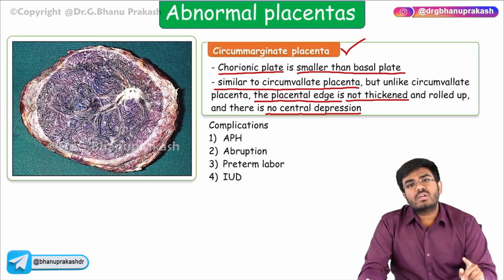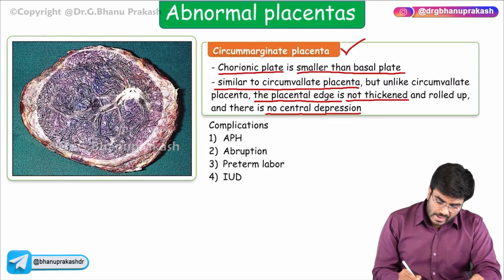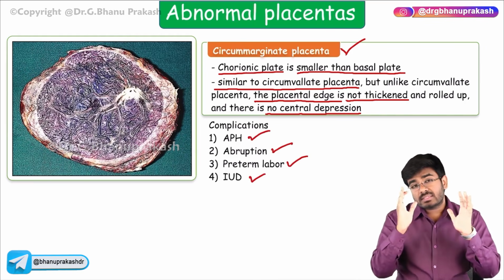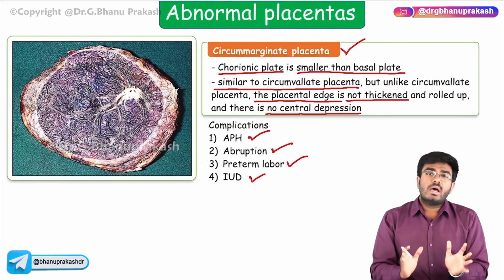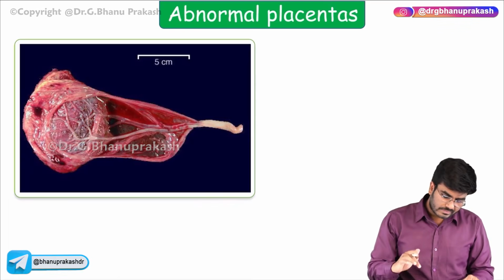What are the complications because of circummarginate as well as circumvallate placentas? There is a risk of antepartum hemorrhage. There is a risk of abruption, preterm labor, and intrauterine death. These are the complications or risks seen with both circummarginate as well as circumvallate.